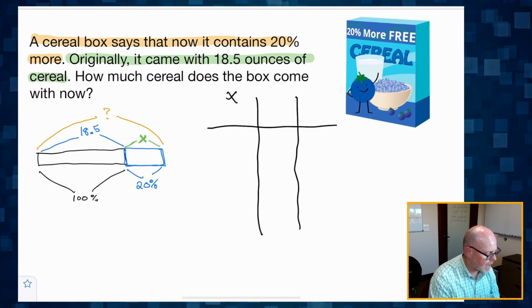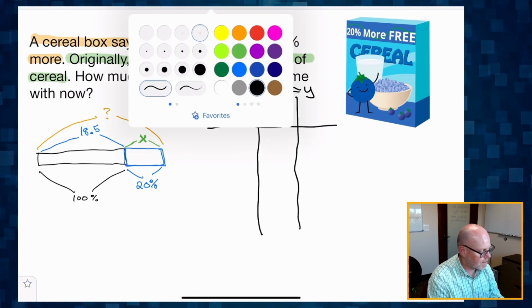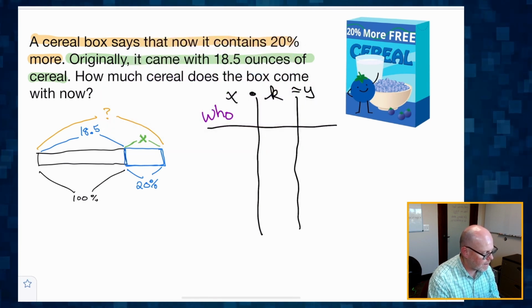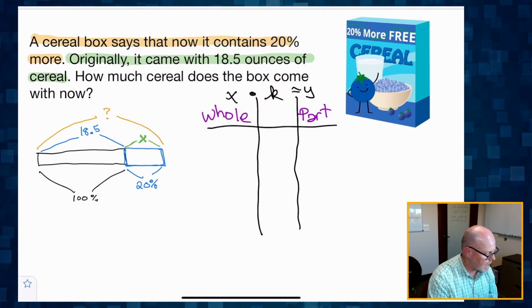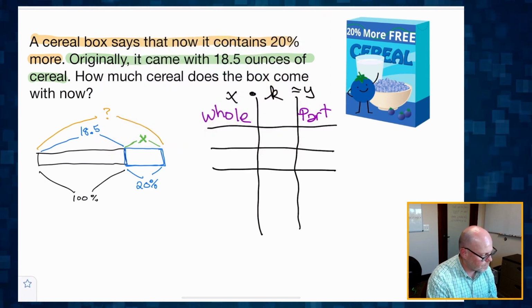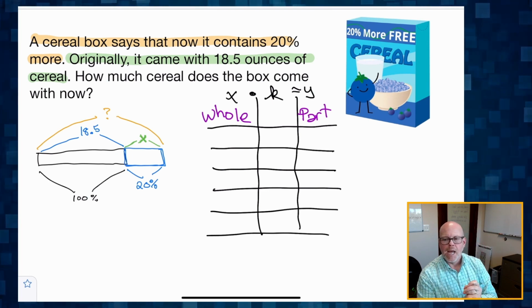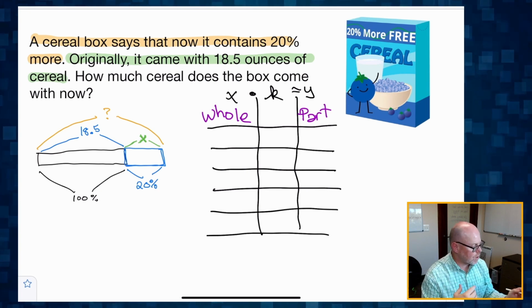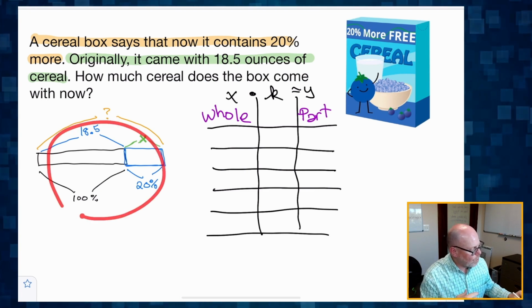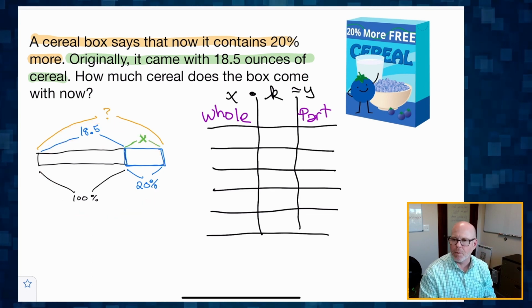And we remember that proportions is x times k is equal to y. And it's going to make our lives a little easier if we think of the x as the whole and the y as the part. And it doesn't matter how many rows we have in our table. So I'll just put a few right there. And then let's start filling it in. So we're going to be looking for equivalent ratios that we can record into our table.